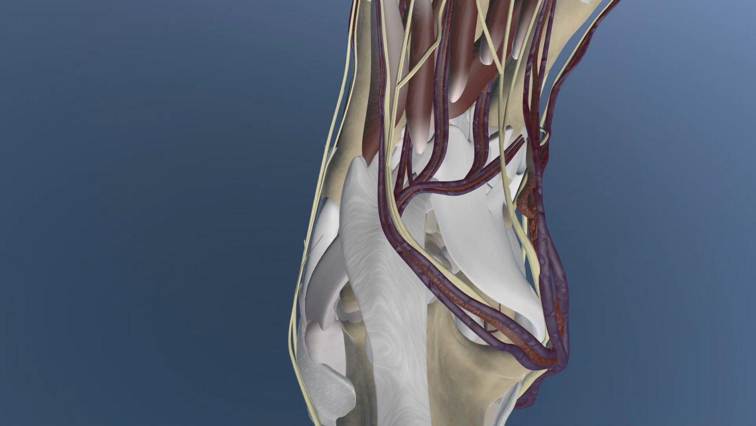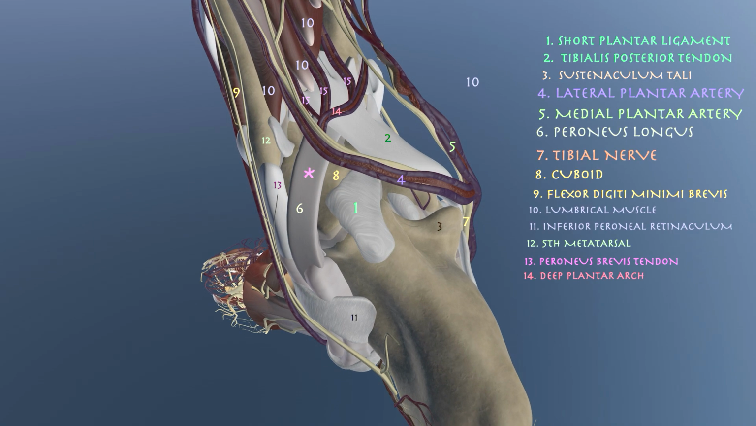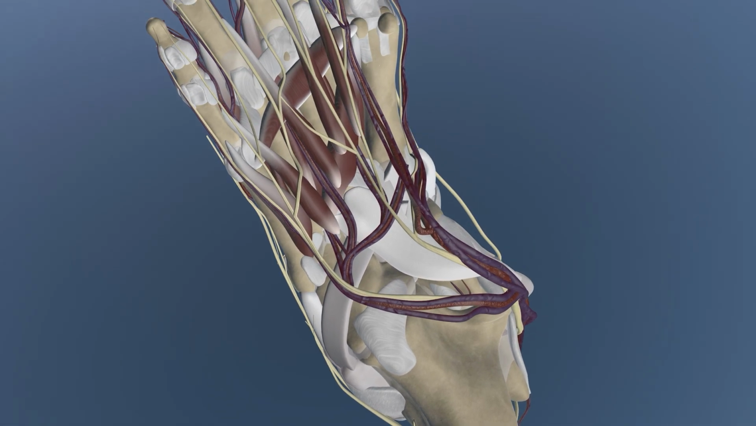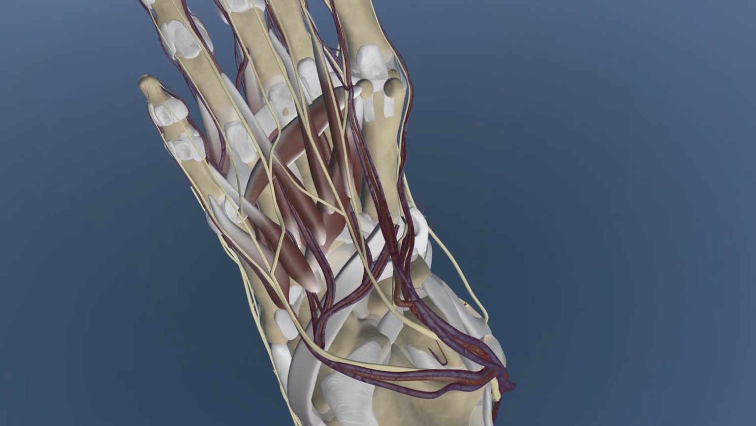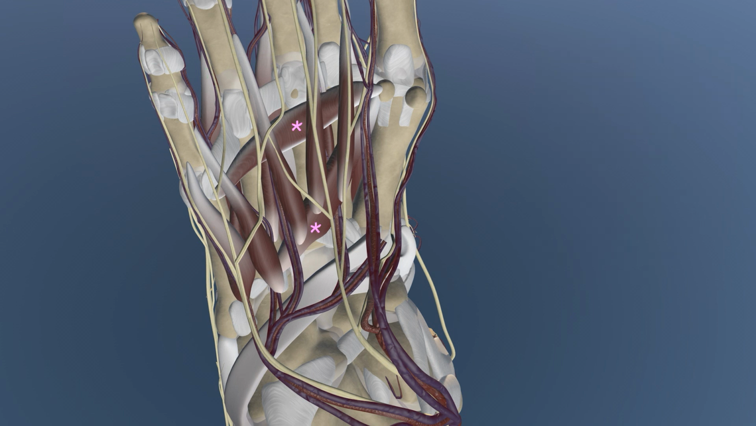And also you can appreciate the deep plantar arch. Here's a good view of peroneus longus tendon as it wraps around from the lateral aspect of the foot and going medially to insert at the base of the first metatarsal and the medial cuneiform. Here again is a good view of that peroneus longus tendon, again with the deep plantar arch and the adductor hallucis muscle.